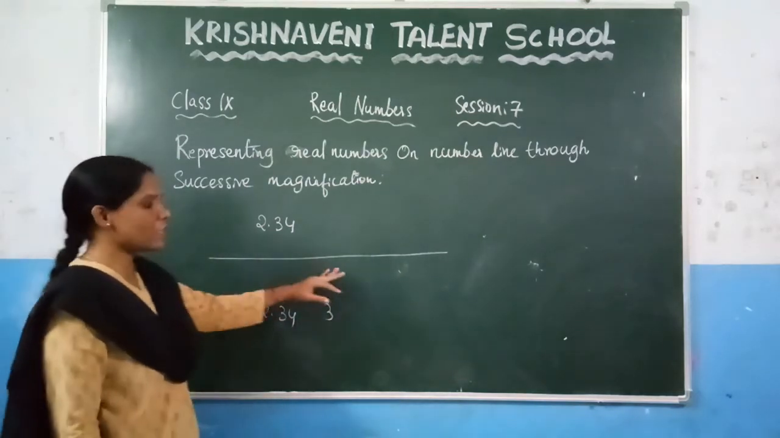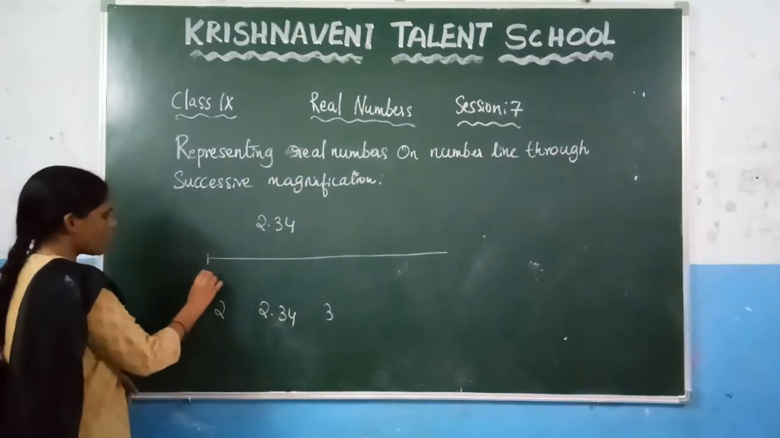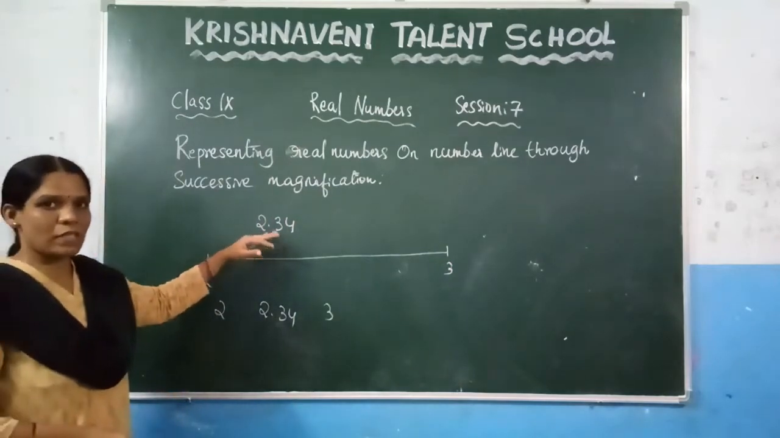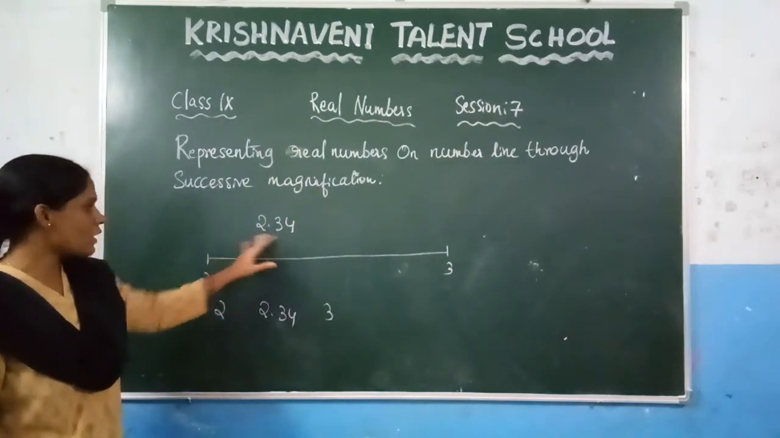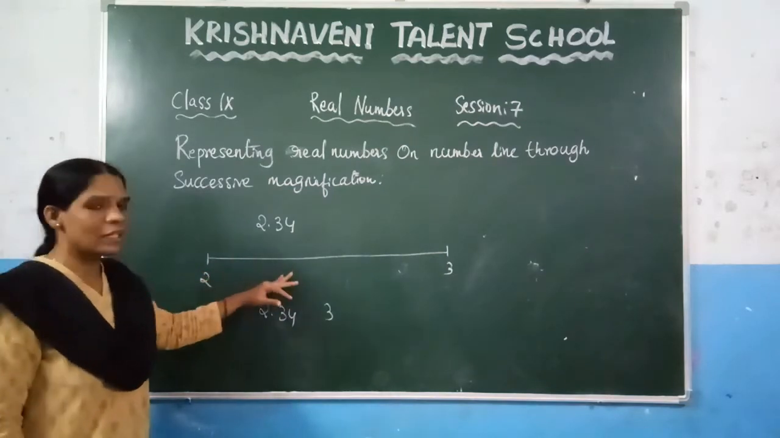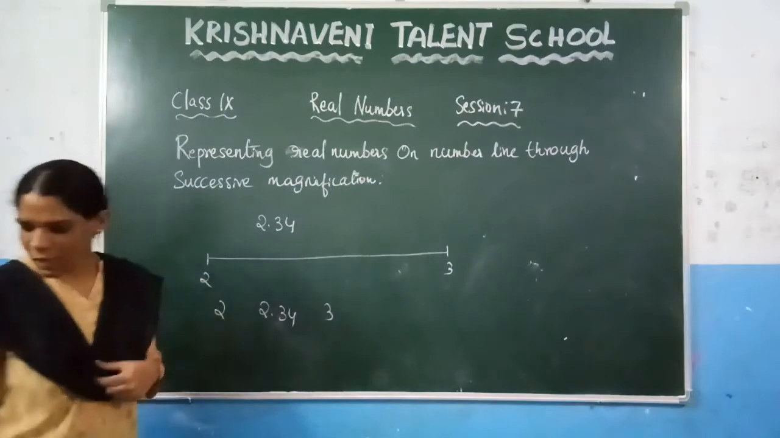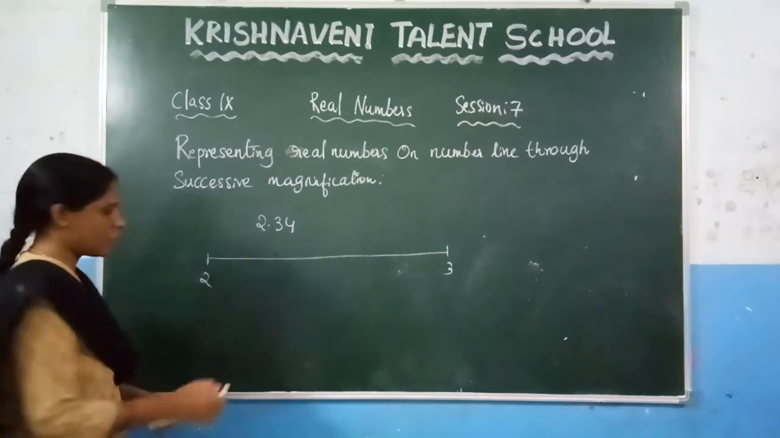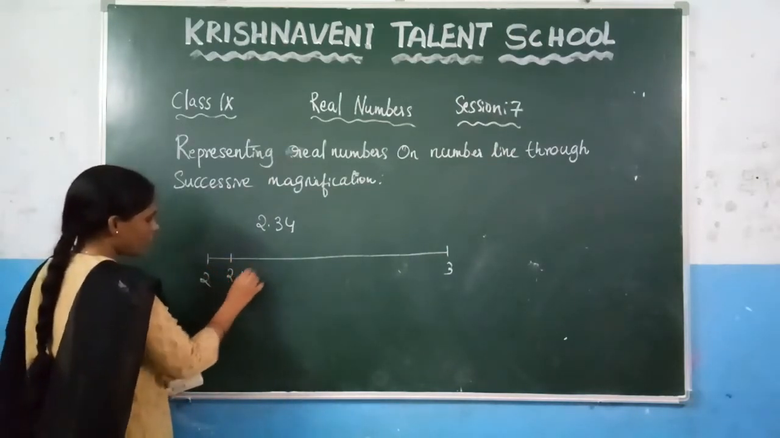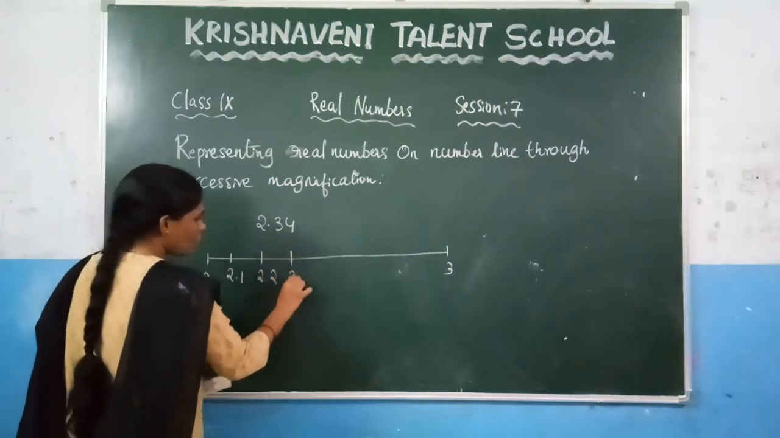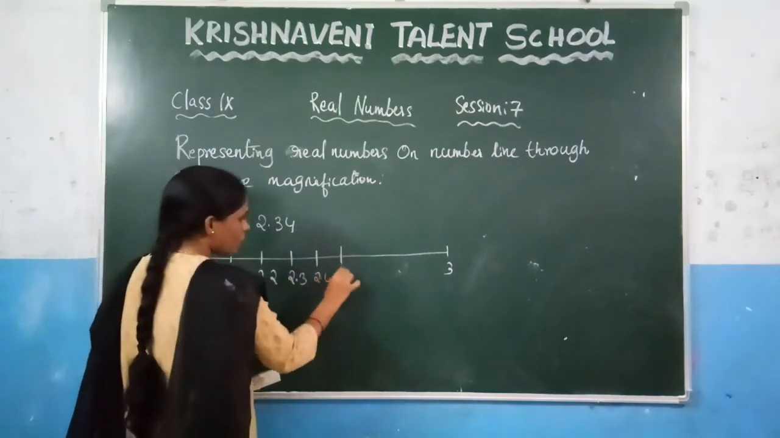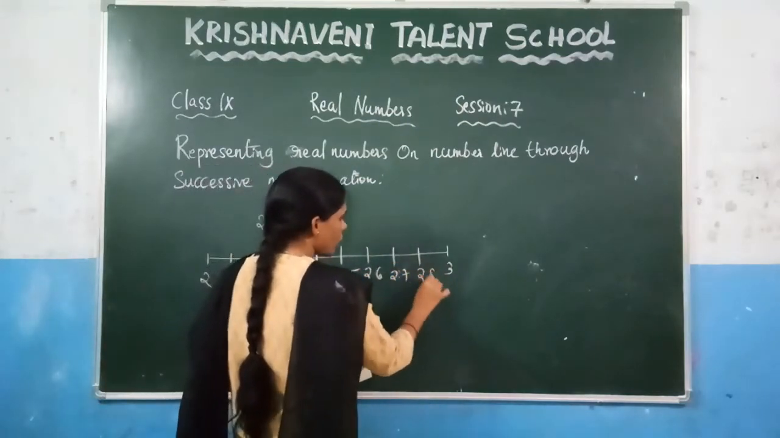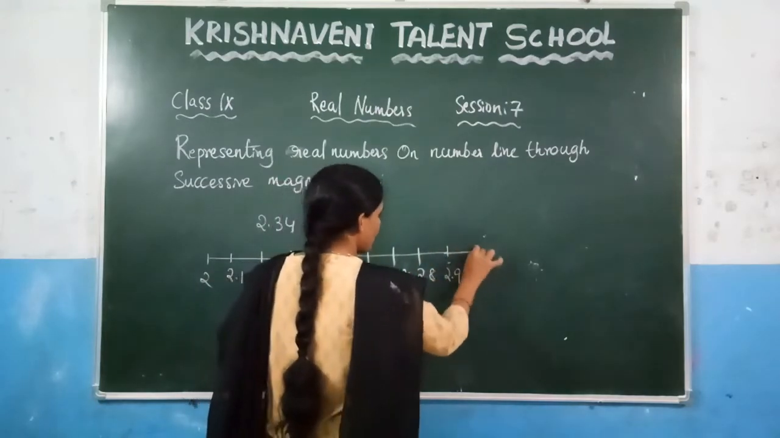So first you have to draw the number line from 2 to 3, and check which numbers the number lies between. You know that 2.34 lies between 2 and 3. Now you have to draw the number line between 2 and 3. This is the first step. After that you need to divide this number line. After 2 you will get 2.1, then 2.2, 2.3, 2.4, 2.5, 2.6, 2.7, 2.8, 2.9 and after that 3.